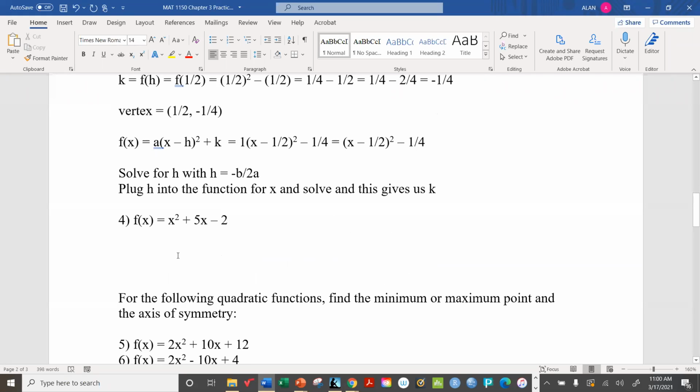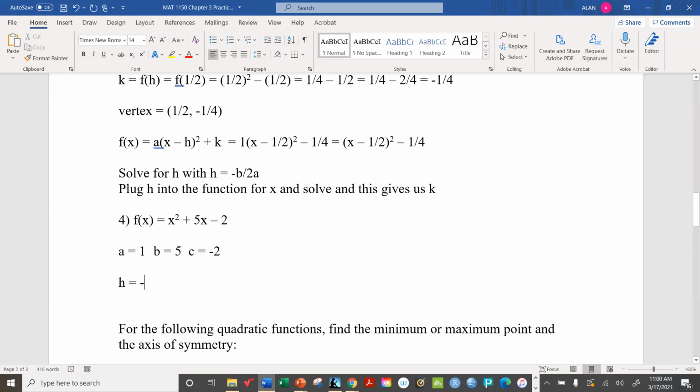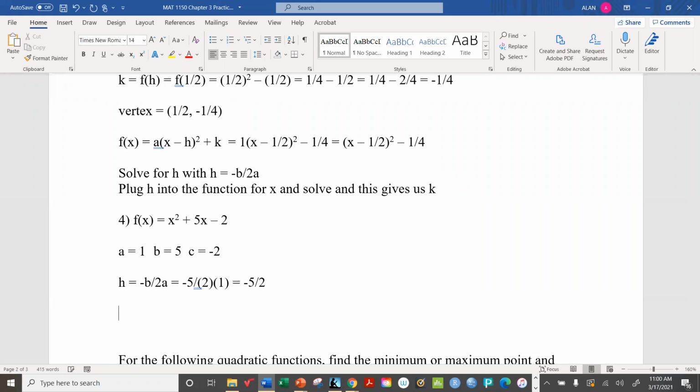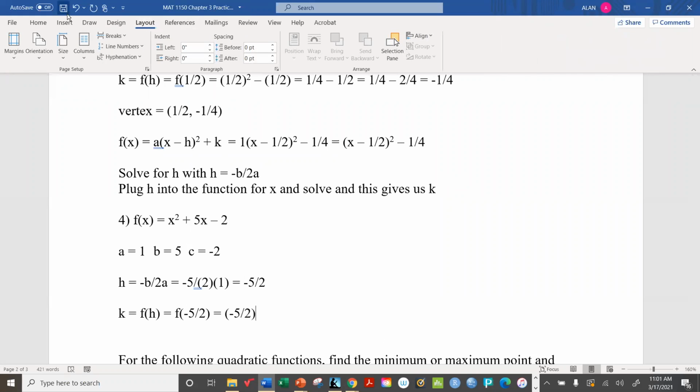All right, so let's do it here. Let's prove it. So A equals 1, B equals 5, and C equals -2. H equals negative B over 2A. I'm sure you have this formula memorized by now anyway. Minus 5/2. So K is F of H, which means F in this case of minus 5/2. So you go back to the original equation, you've got minus 5/2 squared. Negative 5/2 squared.